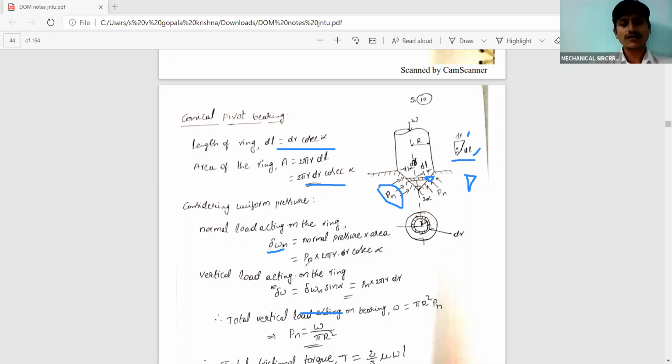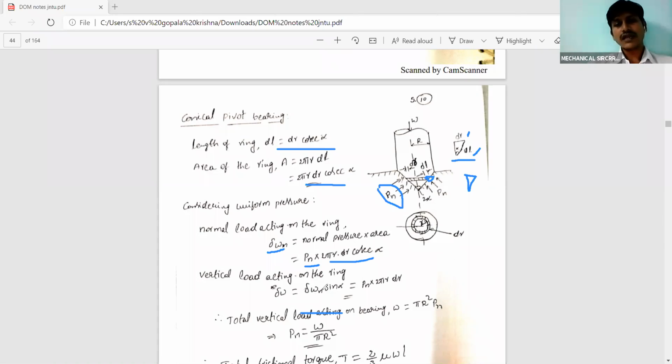The normal pressure value is Pn, and the area was already determined earlier: 2 pi r dr cosecant alpha. So this is the normal load acting on the ring. Now, the vertical load acting on the ring, we simply take as del W.